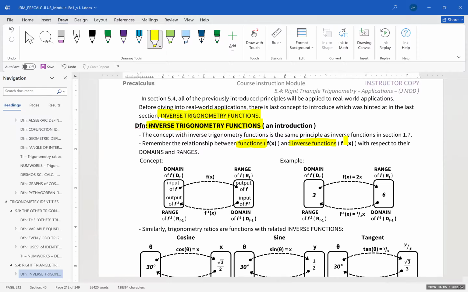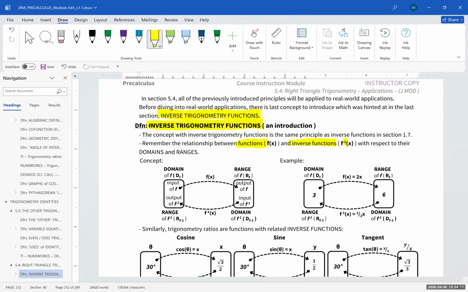So notice that we put a -1, which kind of looks like an exponent, but it's an exponent that looks like it's on the letter f, or whatever letter we use to represent the function. This is not to indicate a reciprocal, but to indicate an inverse.